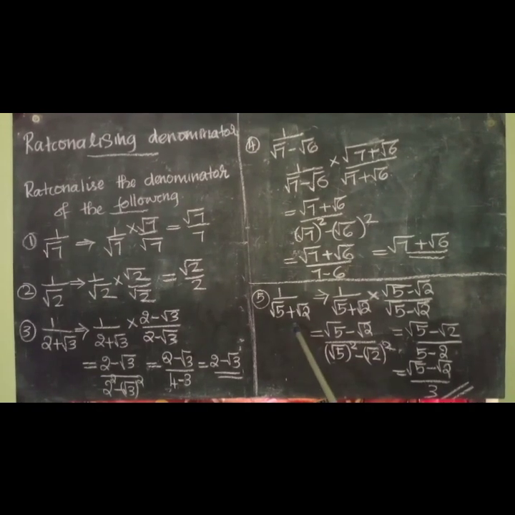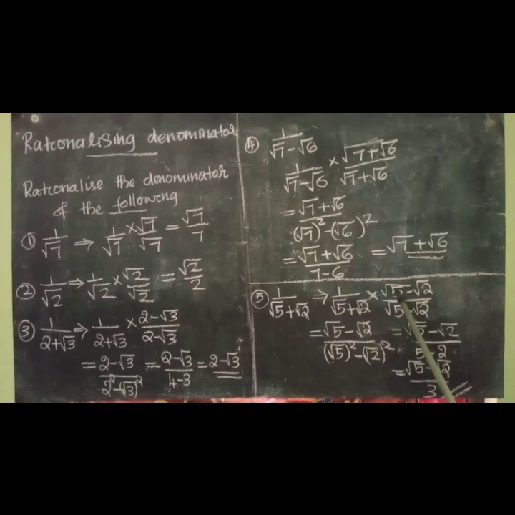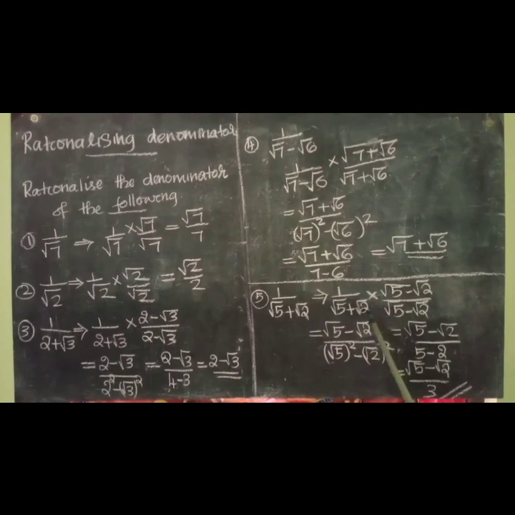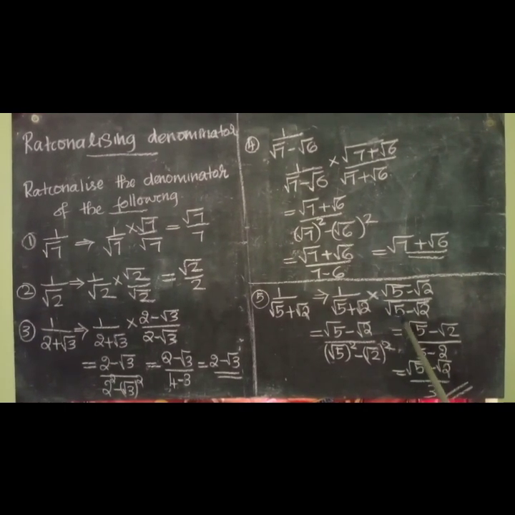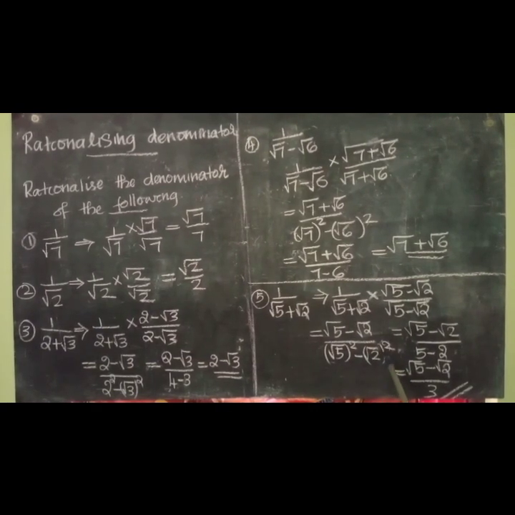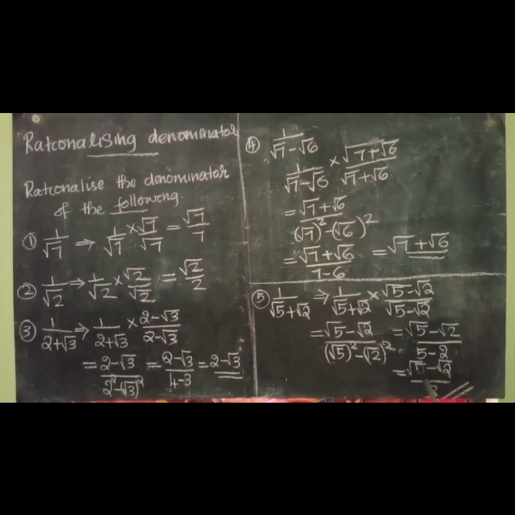Next question, 1 by root 5 plus root 2. So you have to multiply with root 5 minus root 2. So 1 by root 5 plus root 2 into root 5 minus root 2 by root 5 minus root 2. That is equal to root 5 minus root 2 by root 5 square minus root 2 square. That is equal to root 5 minus root 2 by 5 minus 2. That is equal to root 5 minus root 2 by 3.